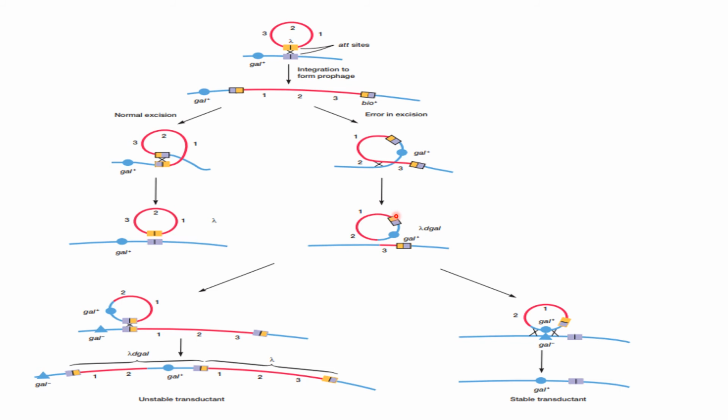So phage genes 1, 2 segments are there, but the third segment is not there. Why? Because the third segment has stayed behind with the bacterial genome, whereas a part of the bacterial genome, this part would be either this region or this region. So here in this diagram, what they have shown is the gal plus region. This particular region has come out along with the phage gene.